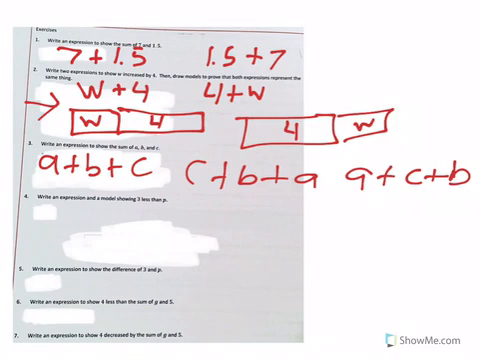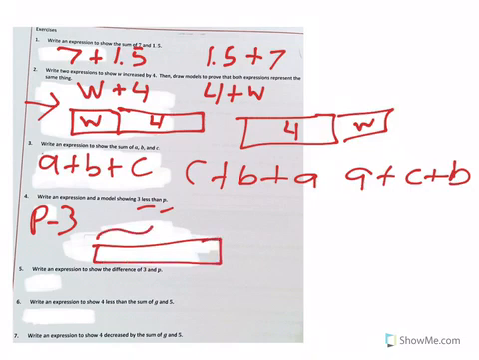Number 4, write an expression in a model showing 3 less than P. So we're starting with P and then making 3 less than that. So we're going to have P minus 3. And then we might also show a model that shows this whole thing is P, but we're going to shade out and take away 3.